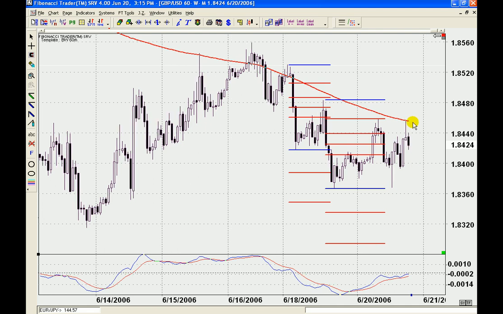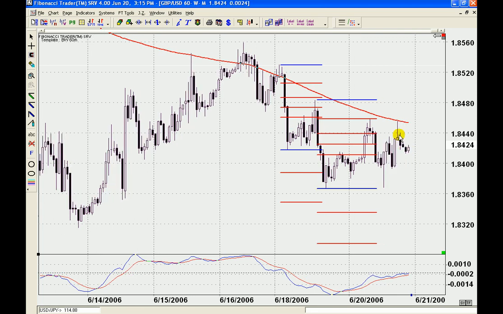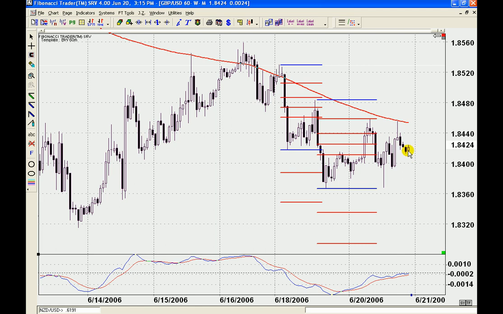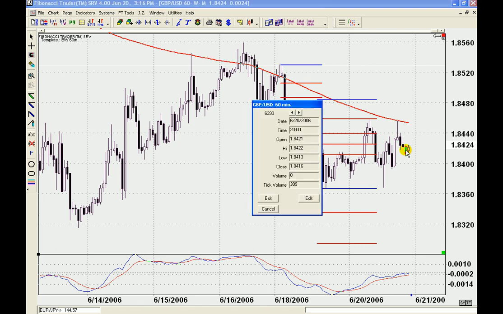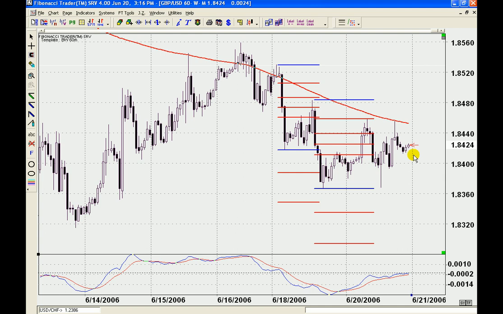Now, as a result, we saw price fall from a high of 84.56, 84.57 on some price feeds, to a low of 13. So a nice move there, an opportunity to take some pips. And currently we are live right here at 184.24.